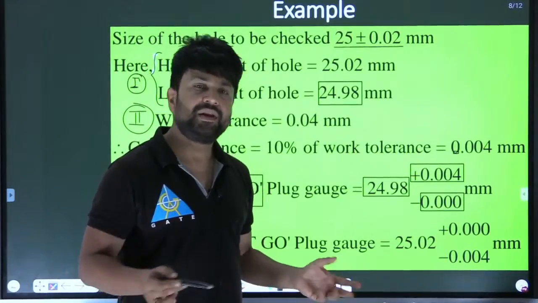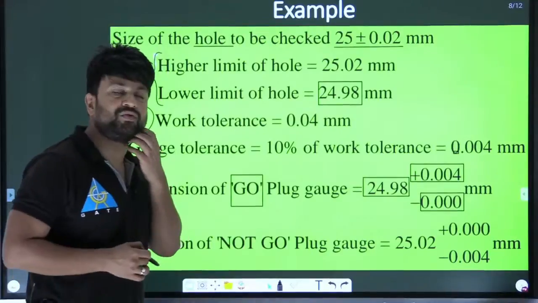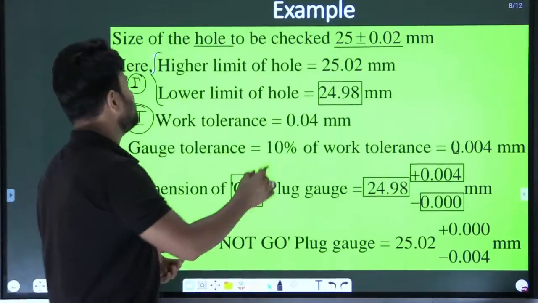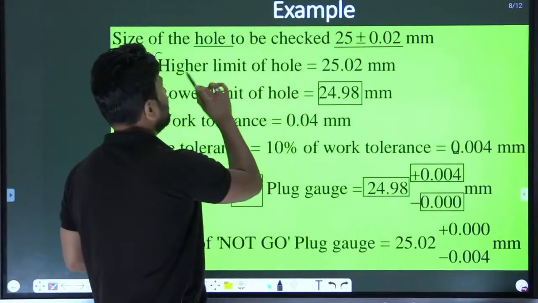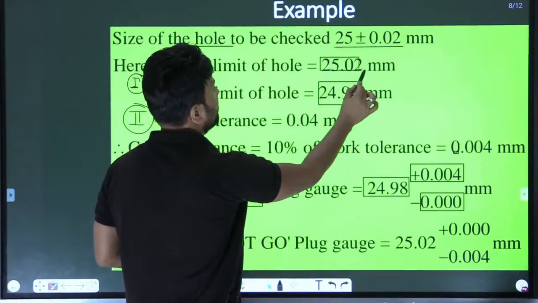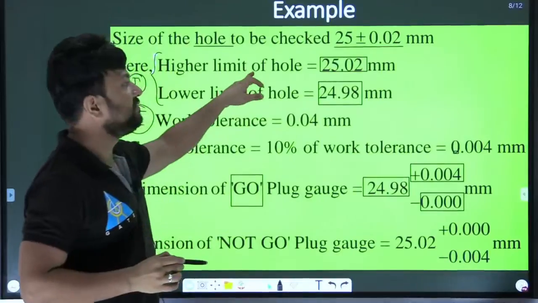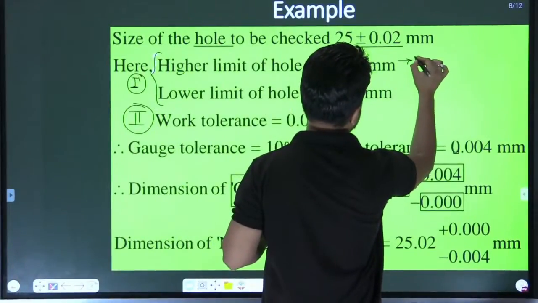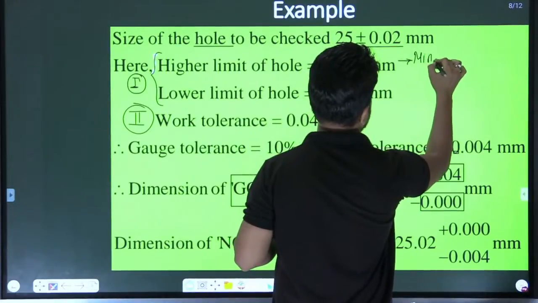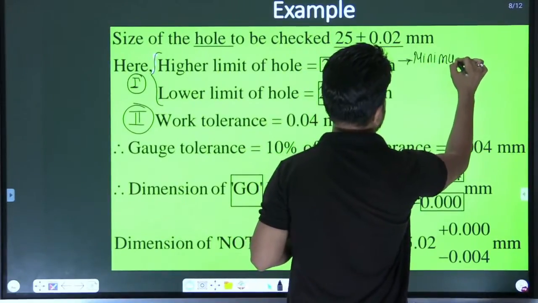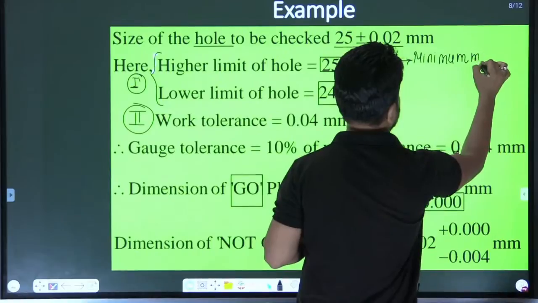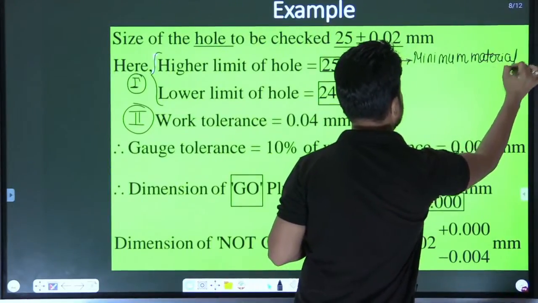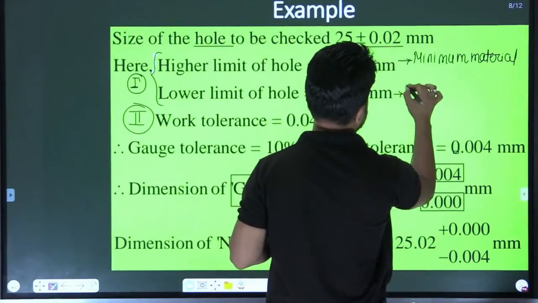No doubt. Now you have to give the design of the not go gauge. Very simple. What is the higher limit of the hole? That is 25.02, and minimum material will exist here. I will write here minimum material, my dear. Minimum material here, and here maximum material.